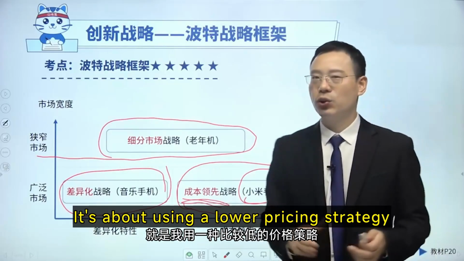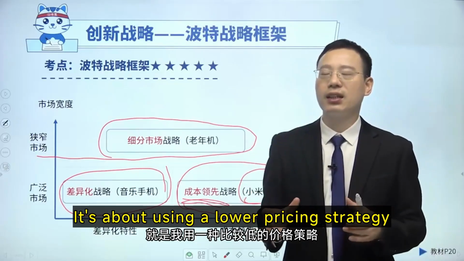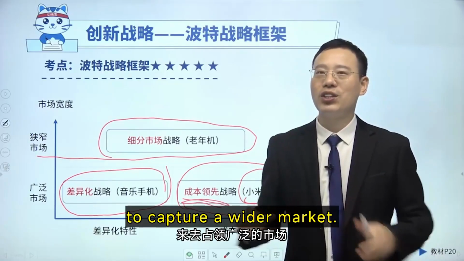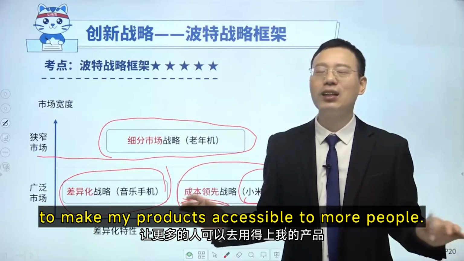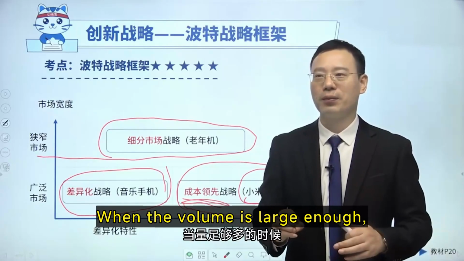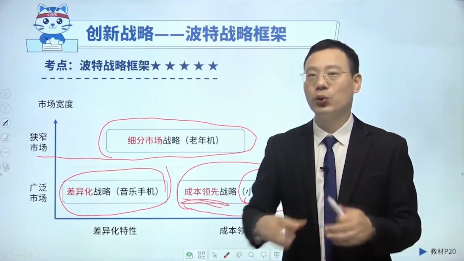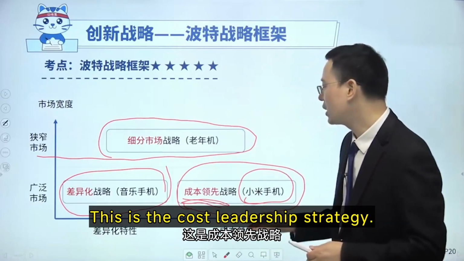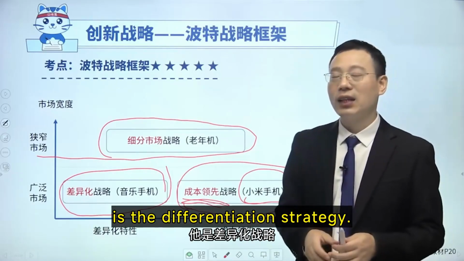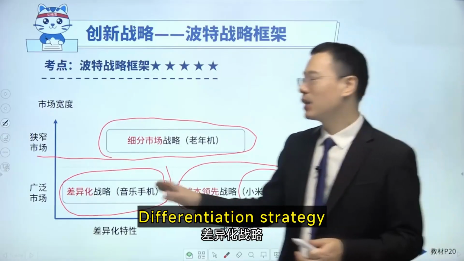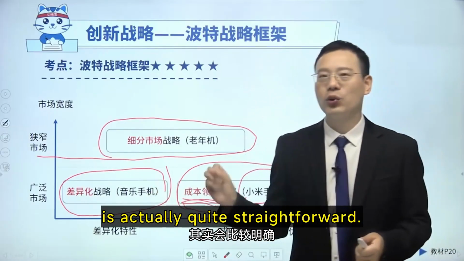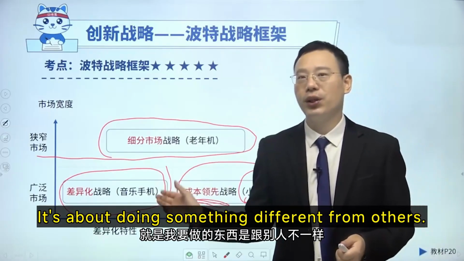What does it mean? It's about using a lower pricing strategy to capture a wider market, to make my products accessible to more people. When the volume is large enough, I can profit from small margins and high volumes. This is the cost leadership strategy. The other strategy is the differentiation strategy. Differentiation strategy is actually quite straightforward. It's about doing something different from others.